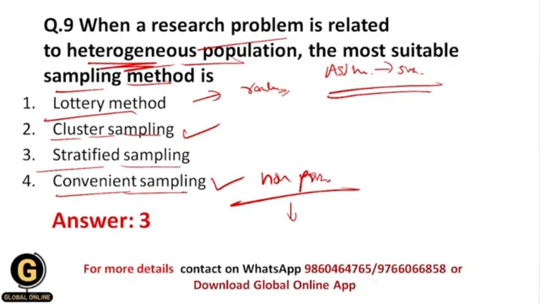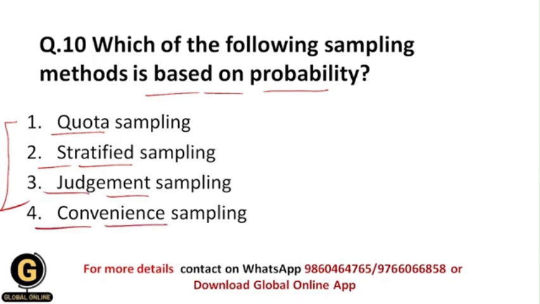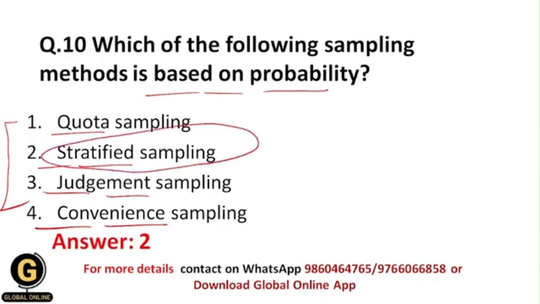Okay, now next, which of the following sampling methods is based on probability? Here they have asked exactly which of these sampling techniques is the probability sampling technique. Whether it is quota sampling, stratified sampling, judgment sampling, or convenience sampling. Now all of you understood that there is only one, which is the stratified sampling technique. It is the probability sampling technique, and all others are non-probability sampling techniques. So now all of you understood what quota sampling is and what convenience sampling is.